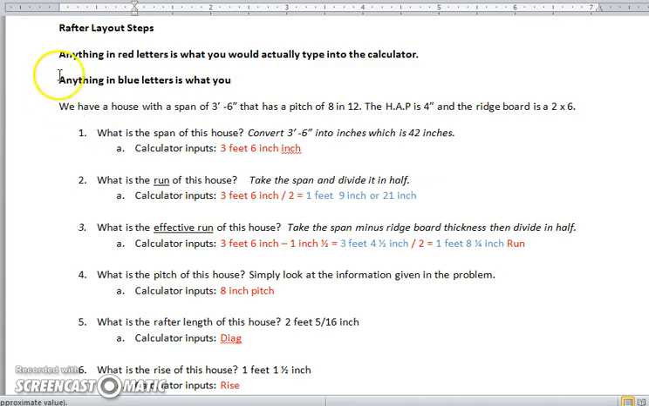Anything that you see below in red letters is what you would actually type into the calculator. Anything in blue is what you would get once you press the equals button. So I'm going to go ahead and read it.